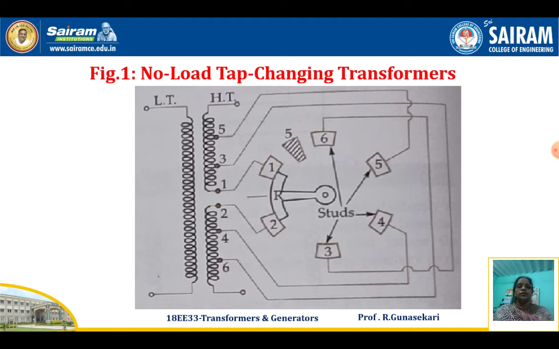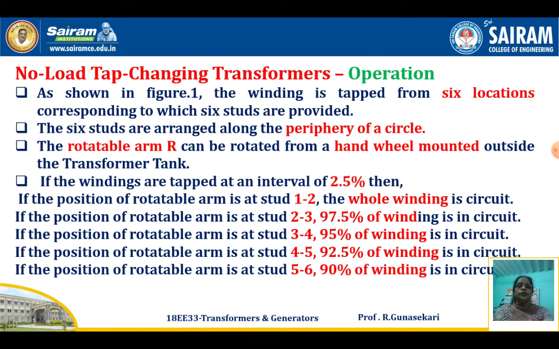92.5%. That means the winding is tapped at an interval of 2.5% only; you can subtract 2.5. So the 4 and 5 means 4 on the HT winding, then 5 on the top one. So top to bottom, how much percentage? 92.5% of the winding is in circuit.